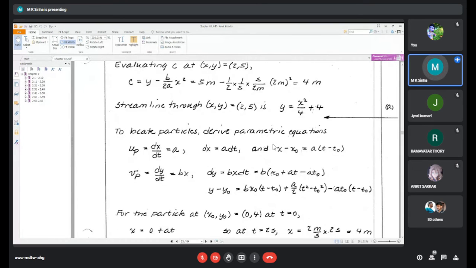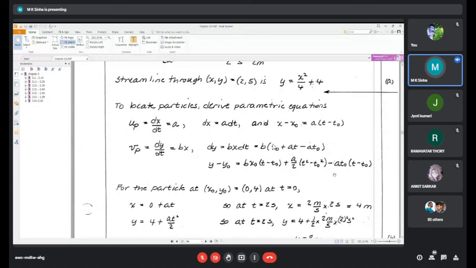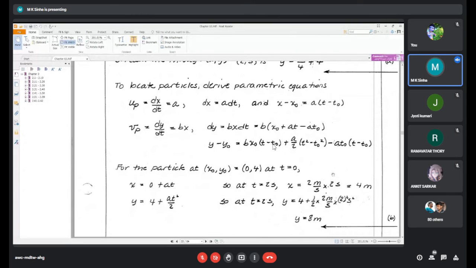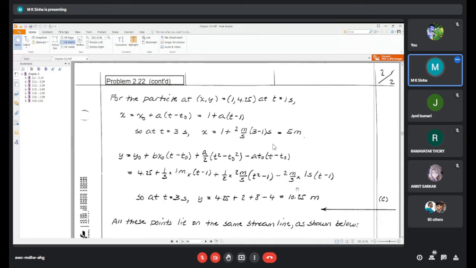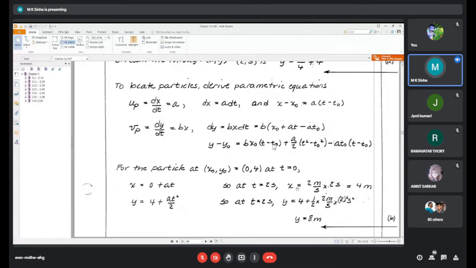So you may reproduce it and confirm whether it is correct or not. And the initialization is given: what are the coordinates of the particle that passes through the point 0, 4 at time equal to 0? From here you may find that x, the position, is 4, and y equals 8.